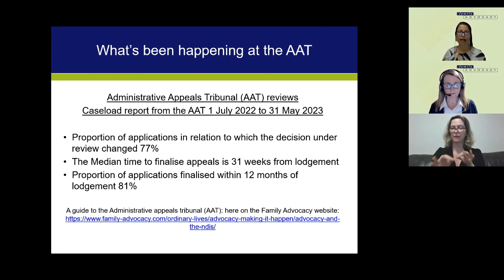We have the guide to the AAT tribunal steps, as we mentioned, on our website, and you can also call to discuss this with one of our coordinators directly.